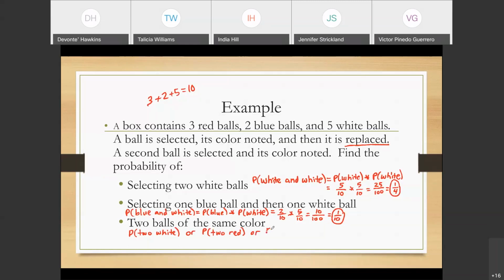Or I could select 2 blue balls. So if it says same color, you need to think about each of the different possibilities separately. Same color could mean that I get both white, both red, or both blue. All right, so for the 2 white, we did that up here, right? That was part A. So I already know that the answer to selecting 2 white is 1/4.